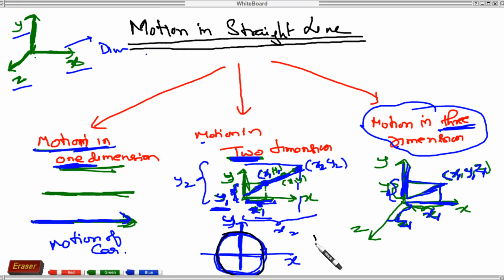There is one more thing you will come across, that is projectile. We will come across projectile in this chapter only. That is also a two-dimensional motion, because here we are considering this one as the y-axis and this one as the x-axis. These types of motion, which have only the x-axis and y-axis, are a part of two-dimensional motion.